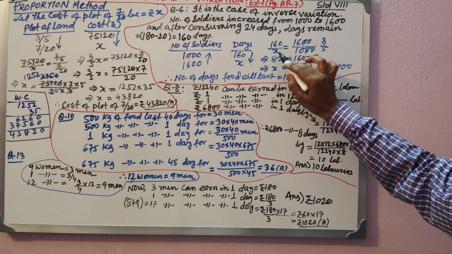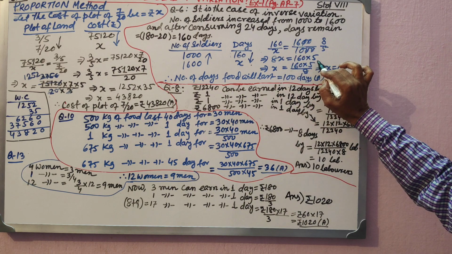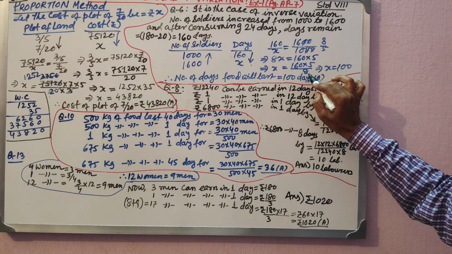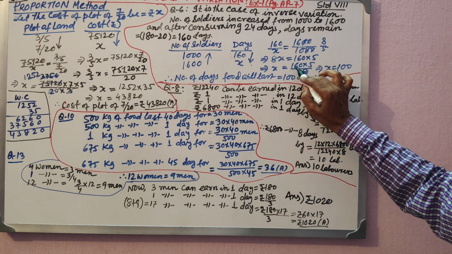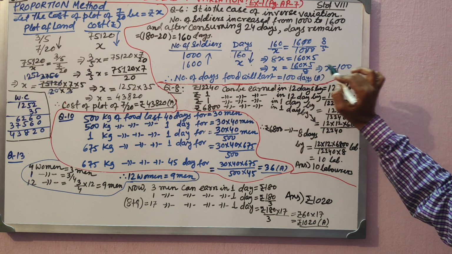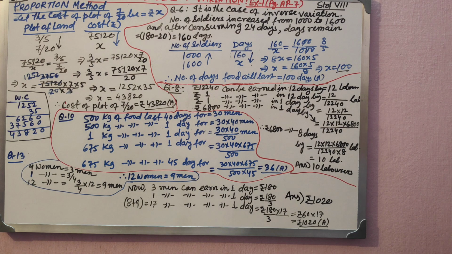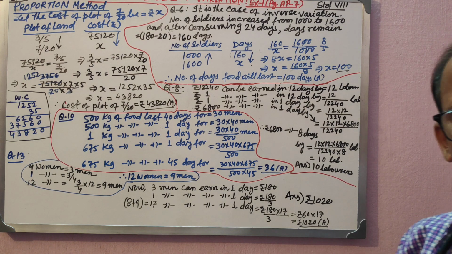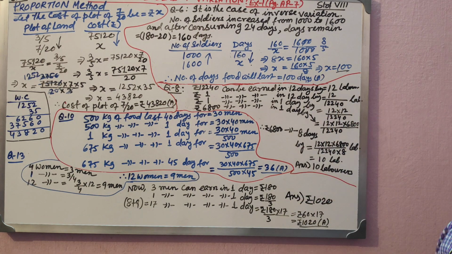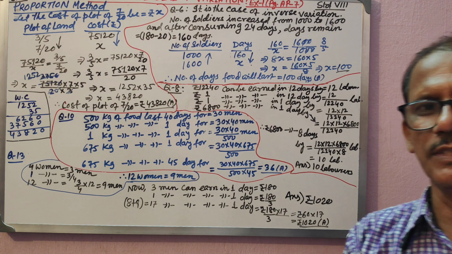Cross product, 8X is equal to 160 into 5. So if you simplify this, 8 will be cancelling this and you will find 20. 20 into 5 is 100. X value is 100. So the number of days food will last for 1600 soldiers is equal to 100 days. Could you understand? Now I will move on to the three subject sums.